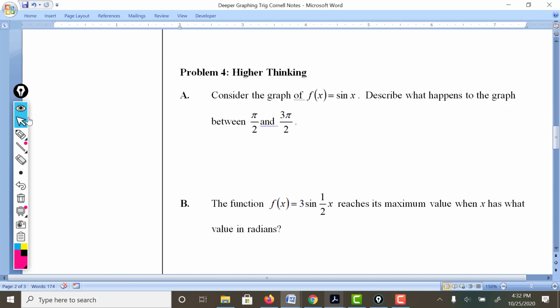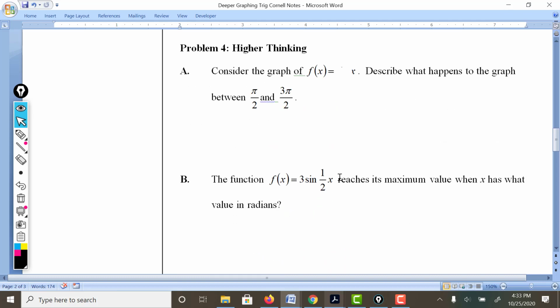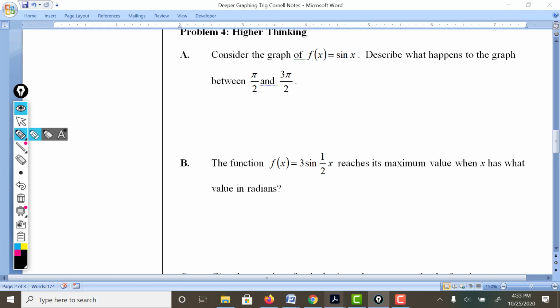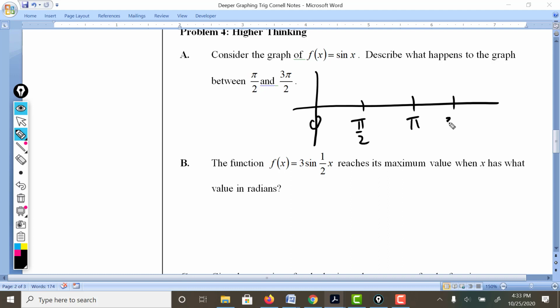Problem 4. Like I said, this is deeper stuff. This is deep understanding; we're going for mastery here. So problem 4: consider the graph of f of x equals sine of x. Let's remind you what that looks like. It starts at 0, goes to pi over 2, pi, 3 pi over 2, 2 pi. It looks like 1, -1, a point here.